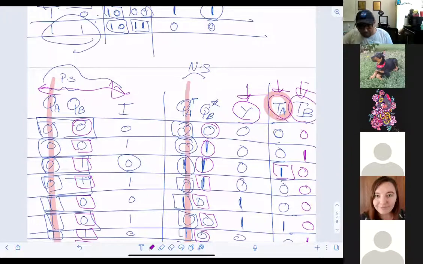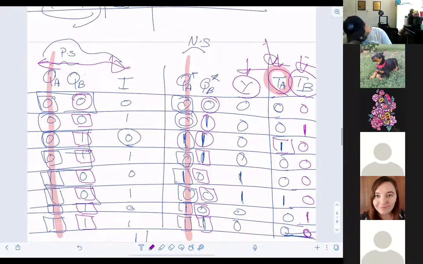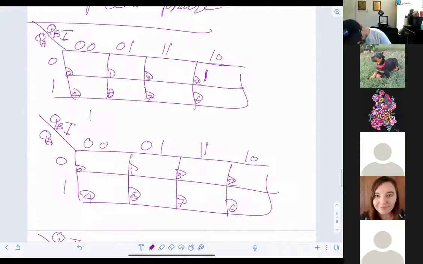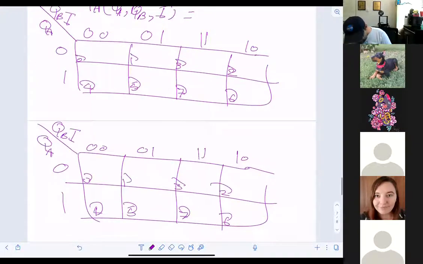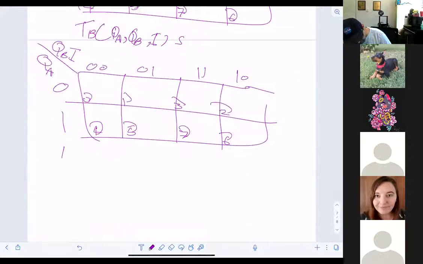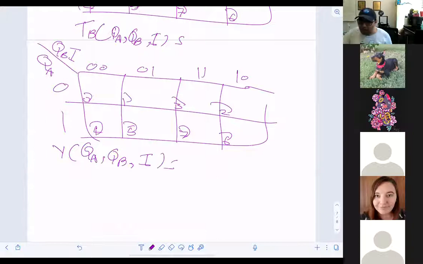All right. Okay, so I'm implementing TA. Basically, I'm now getting the equation of TA as a function of QA, QB, and I. And then I'm getting TB as a function of QA, QB, and I. And then I'm getting Y as a function of QA, QB, and I. Right?